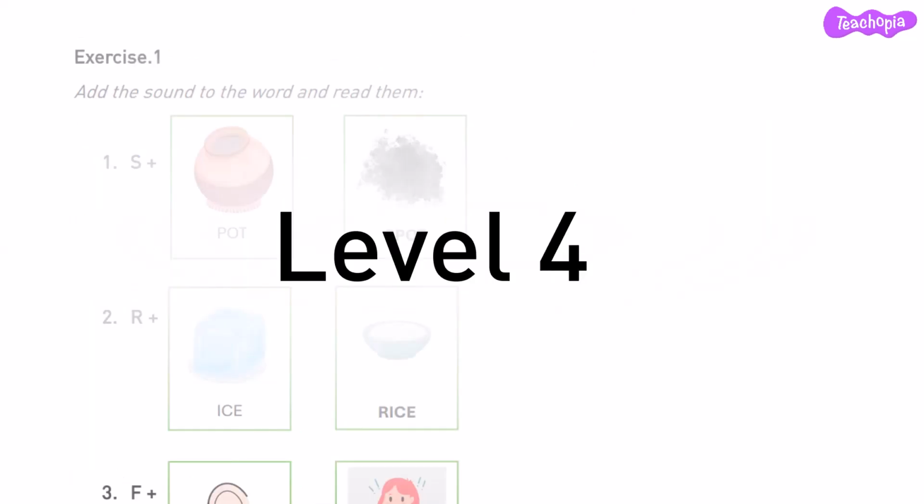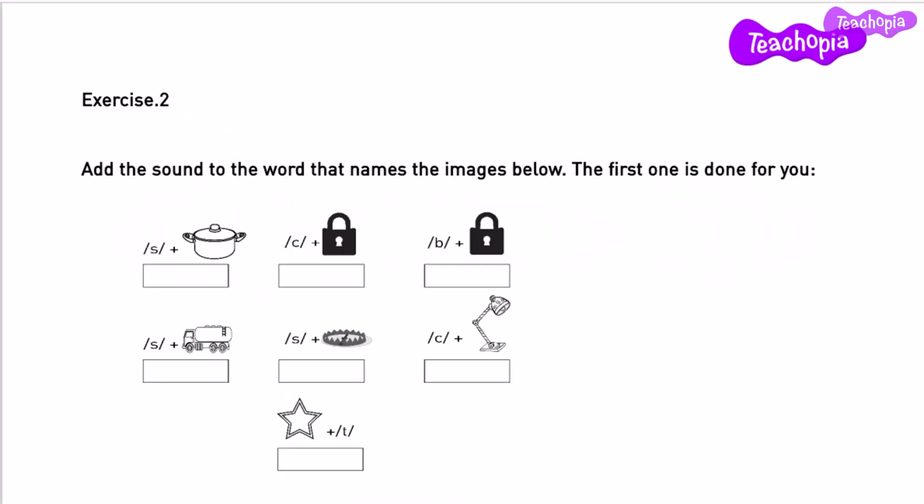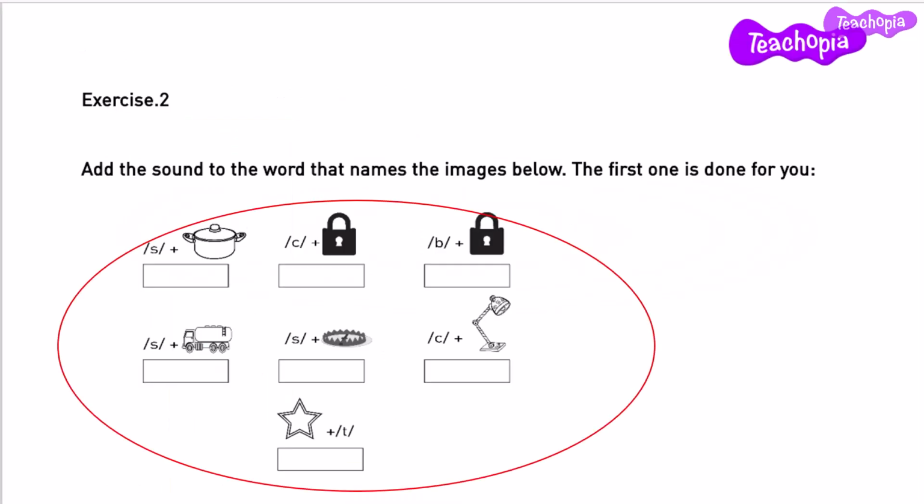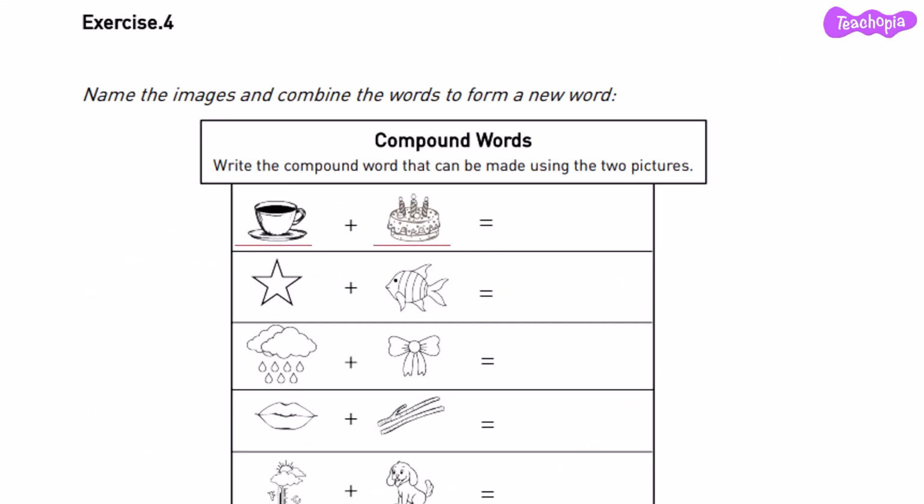Finally, Level 4 of Phonemic Awareness will help learners understand addition, deletion, and substitution of sounds. This will be done through exercises that combine picture-sound correlation and help learners understand compound word formation.